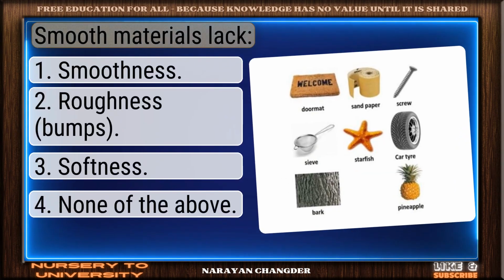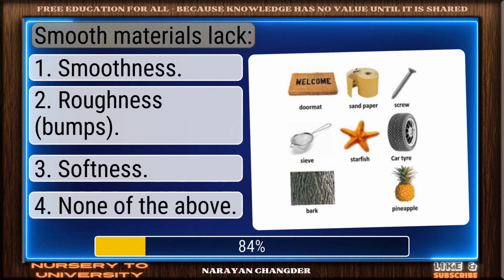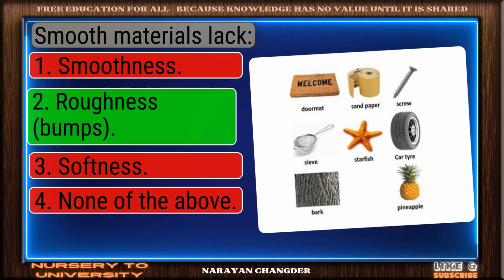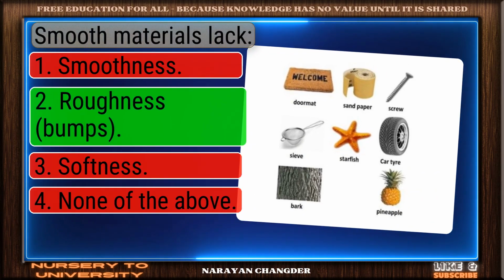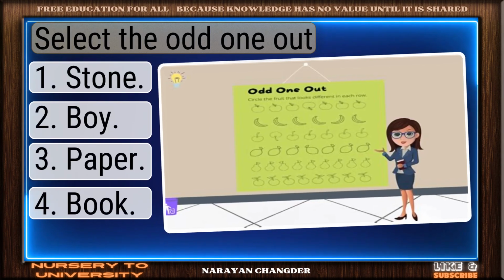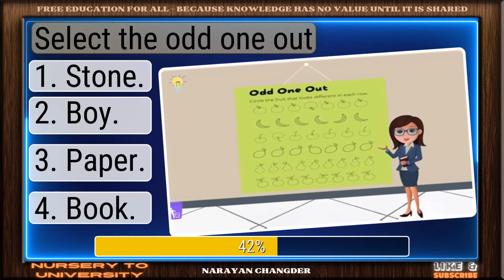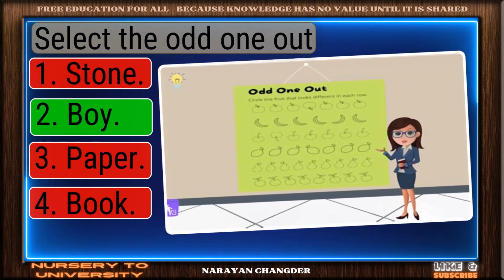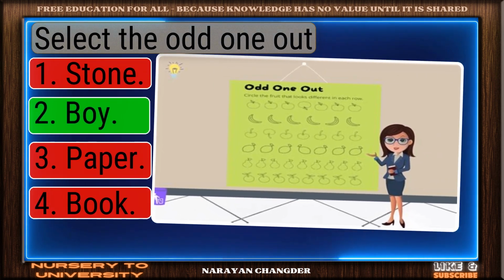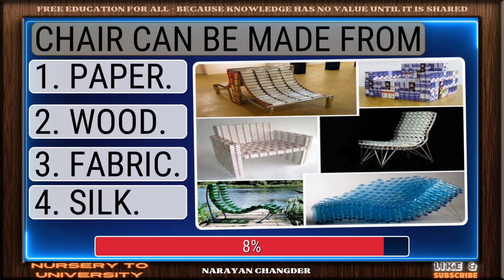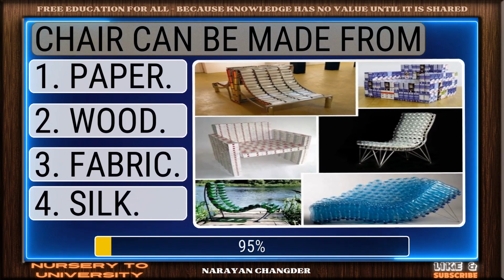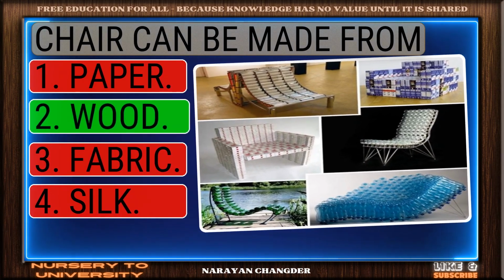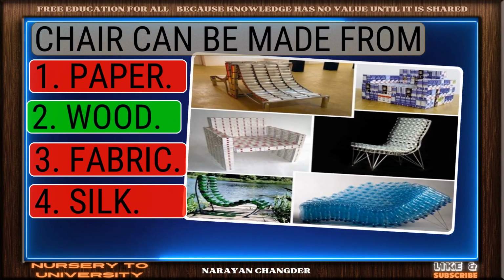Smooth materials lack. Nice work. You chose roughness, and it is correct. Select the odd one out. You chose boy, and it is correct. Chair can be made from. Correct response. Wood is the most accurate answer.